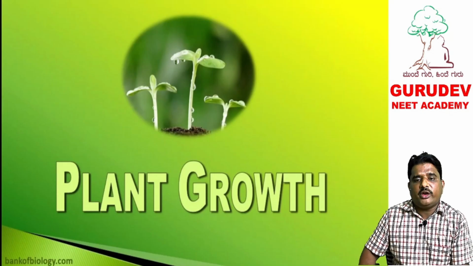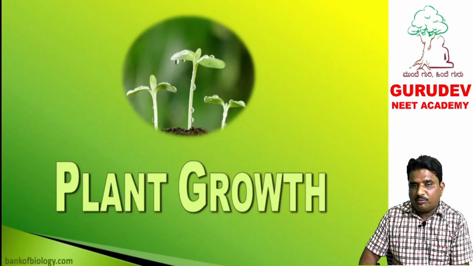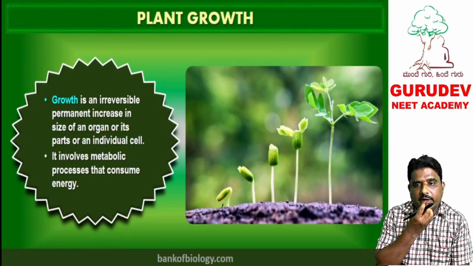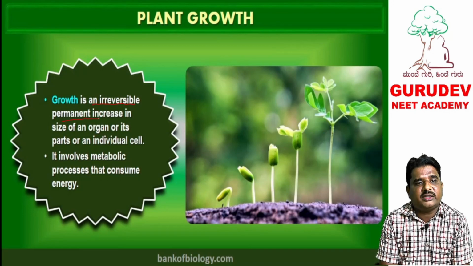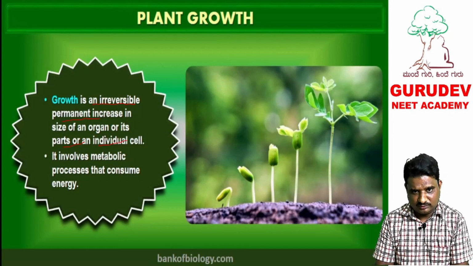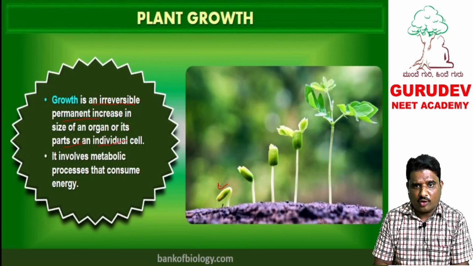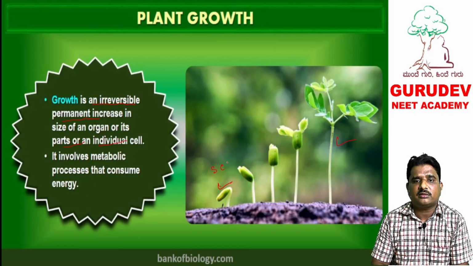Okay, now we can move on to the definition of plant growth. What is plant growth? Irreversible increase in permanent size of an organ, its parts, or an individual cell. Suppose this is a seed. From this seed, a mature plant is formed. See, this is a seedling. From this seedling, mature plant formation takes place.